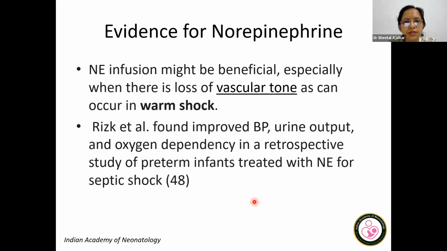Then, evidence shows it can be used especially when the vascular tone is low, in warm shock. Rizk et al. found that it improved BP, urine output, and oxygen dependency in a retrospective study of preterm infants treated with norepinephrine for septic shock. He has shown that BP improved and the parameters of end organ perfusion also improved, and the oxygen dependency was also less in preterm infants treated with norepinephrine. So norepinephrine, as per him, is a good choice for septic shock.